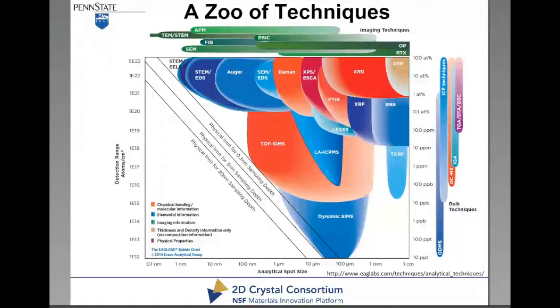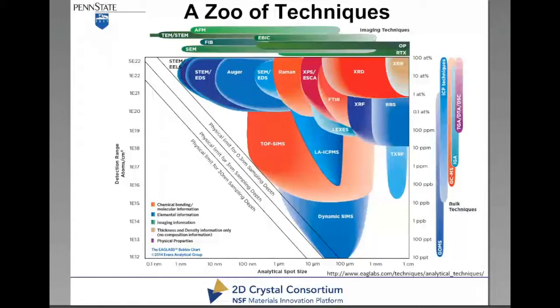So this is an old chart from Evans Analytical that I like to show. Basically, on the y-axis, we have the detection range down into the parts per trillion. And on the x-axis, we have the analytical spot size. So this is the spot size for Z or XY resolution. And you can see that Raman kind of falls in the middle. Then there's things like TOF-SIMS, dynamic SIMS, etc., that can get us to really excellent sensitivities. But their spot size is somewhat large.